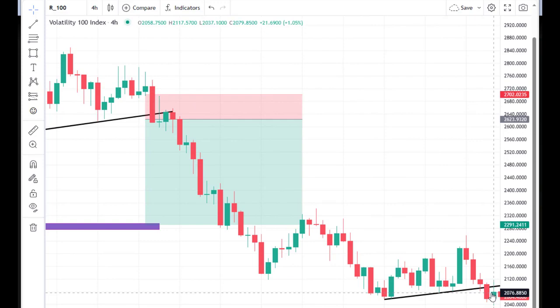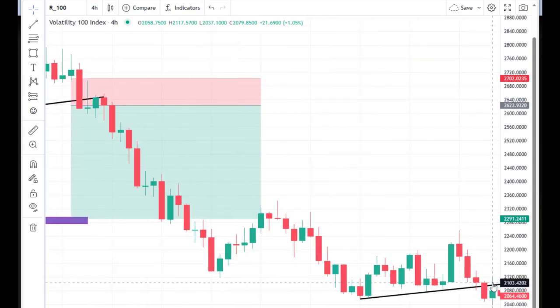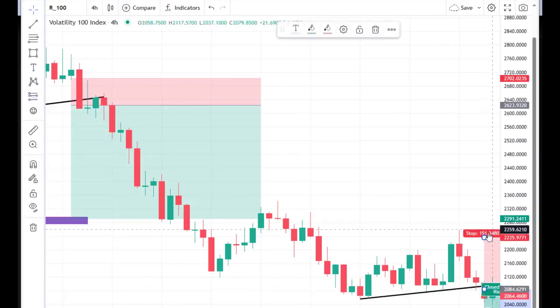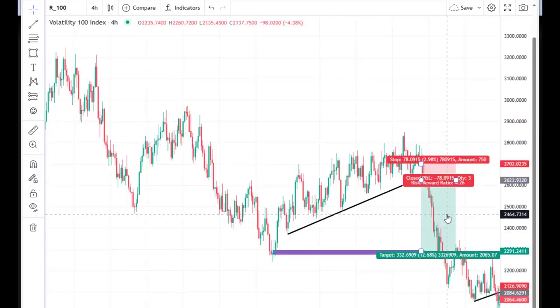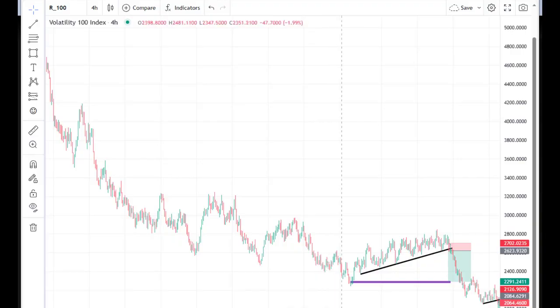Now the next candle was another confirmation with a doji, where the body of the candle closed below this trend line. So when you enter, this is how you enter. Your stop loss should be above this candlestick, this rejection candlestick. Then you can go left and look for your targets.